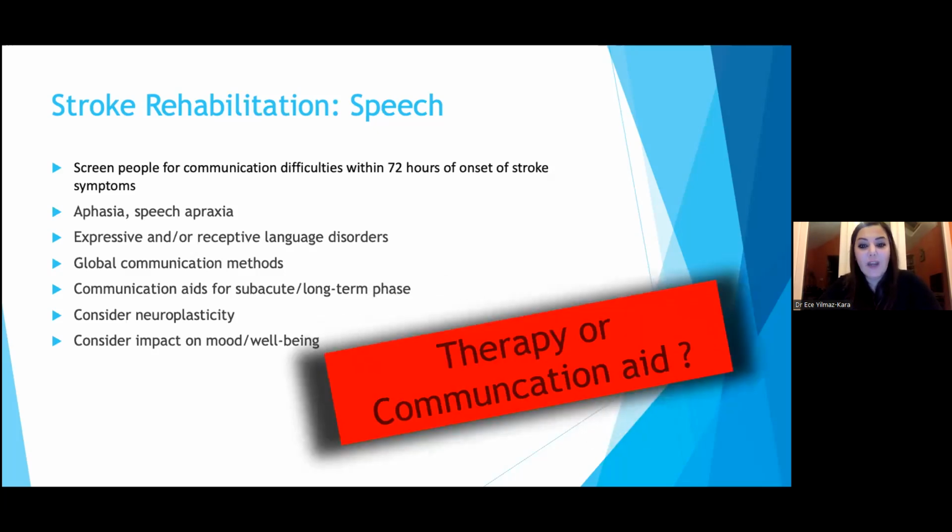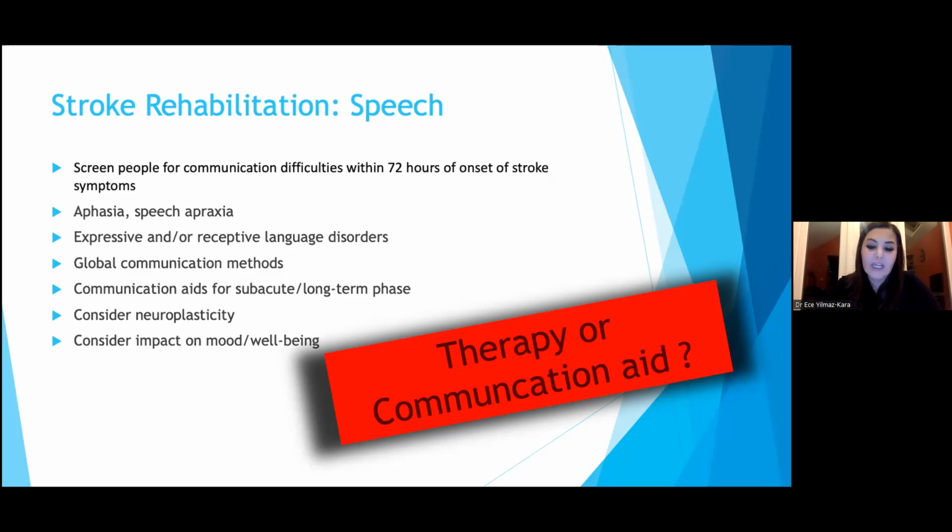Again, do we go for therapy or do we go for communication aids? What do we do? Considering neuroplasticity, we must work on repetitive tasks, sound production, mouth and tongue movements, and speech in context, etc. Therapy approach is integral.